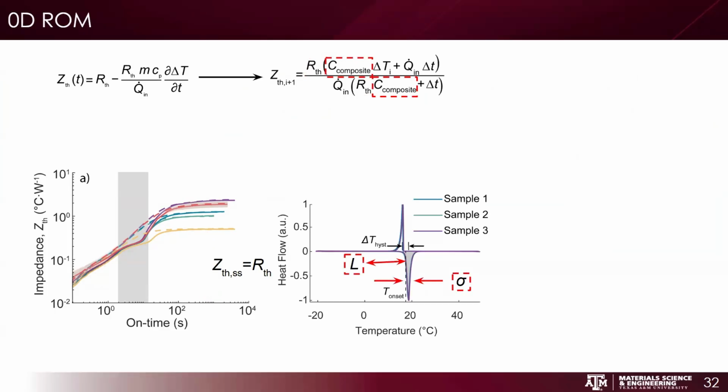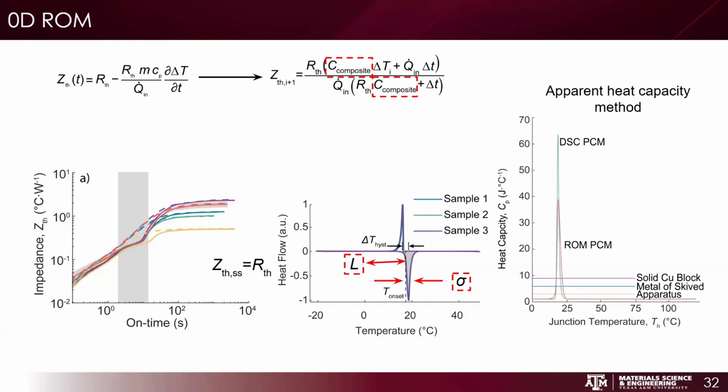The latent capacity of the system can be found through DSC, so that's just a thermophysical property and standard deviation. And then you can use the apparent heat capacity method, which is modeling the capacity of the system through a Gaussian profile. And we use the skewed Gaussian profile to model the temperature rise, or the capacitance, of the system.